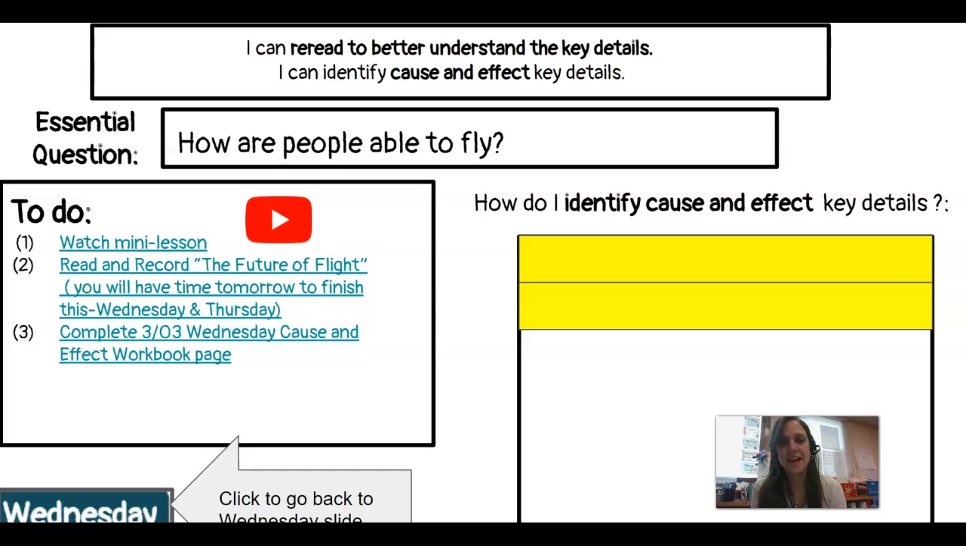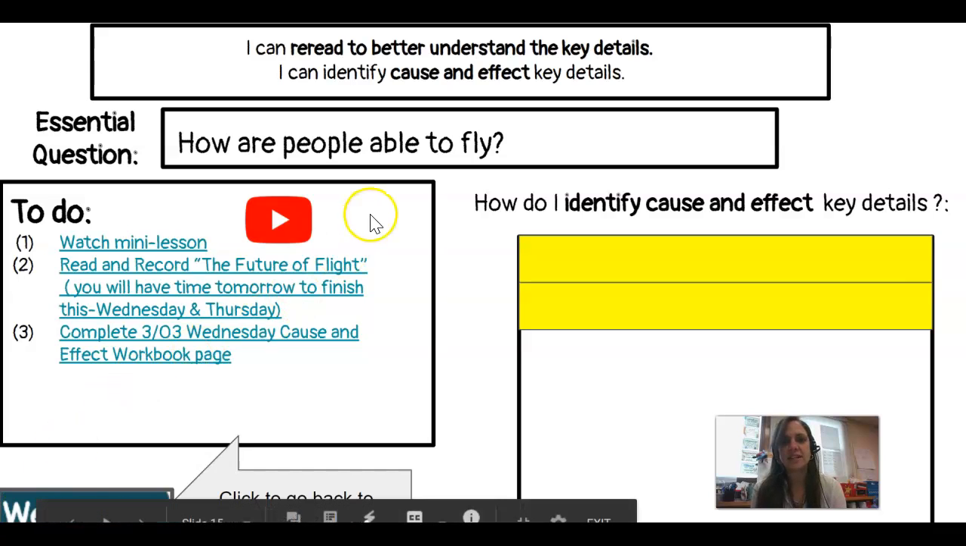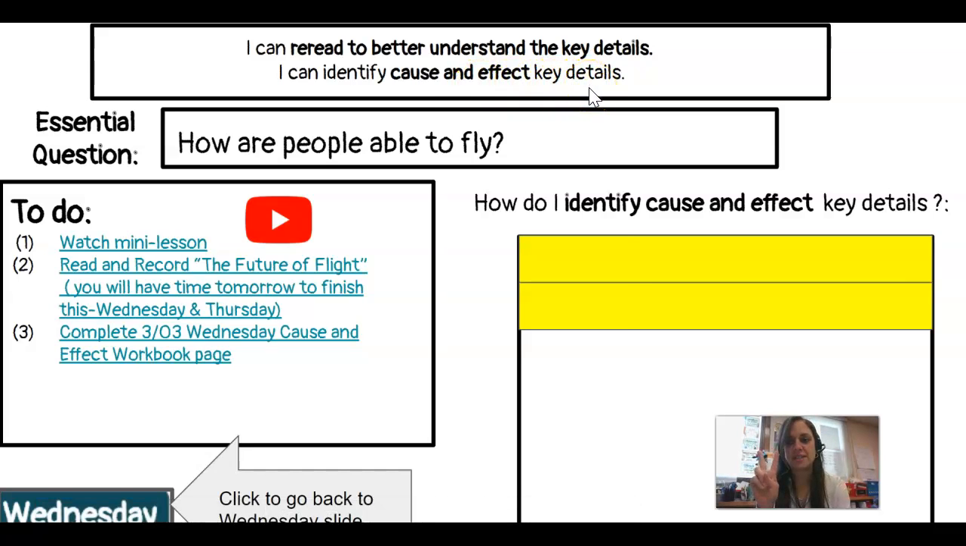Hey, third graders. Our purpose as readers today: I can reread to better understand the key details, and I can identify cause and effect key details. So we have two purposes. We are going to go back to our text that we read on Monday for genre, and we're going to reread the text to identify key details, and specific key details, cause and effect.